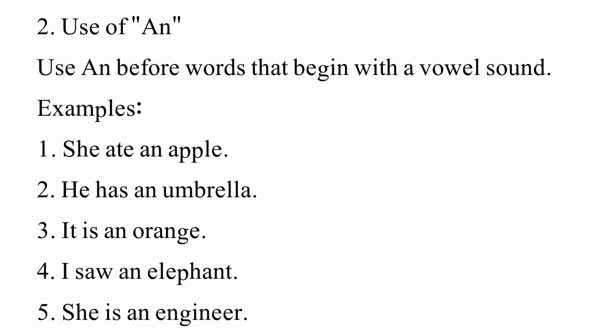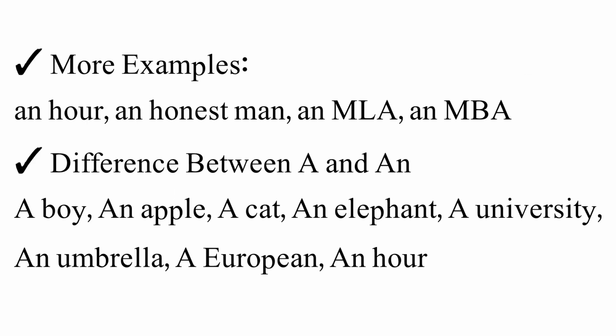2. Use of an. Use an before words that begin with a vowel sound. Examples. She ate an apple. He has an umbrella. It is an orange. I saw an elephant. She is an engineer. More examples. An hour, an honest man, an MLA, an MBA. Note, hour starts with the consonant letter H, but the H is silent, so the word begins with the vowel sound. Therefore, we say an hour. Difference between a and an. A boy, an apple, a cat, an elephant, a university, an umbrella, a European, an hour.